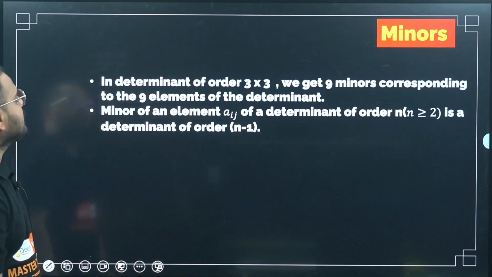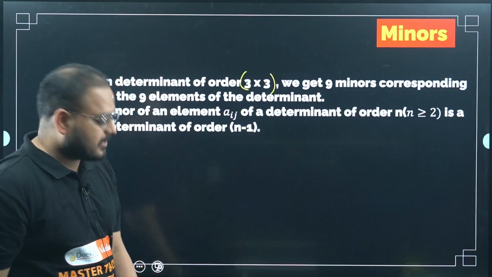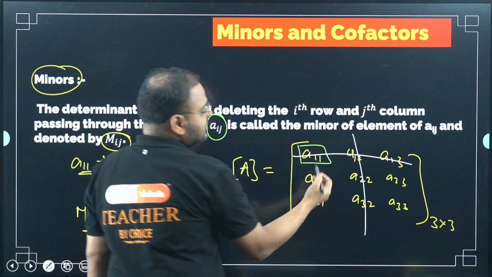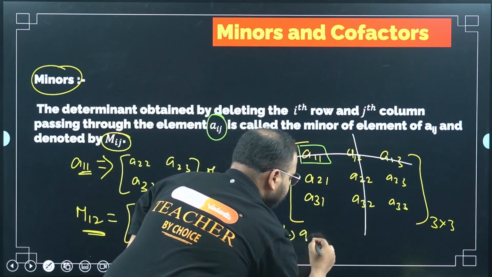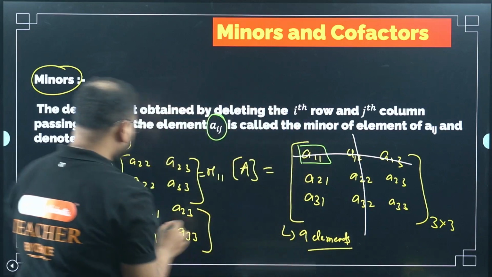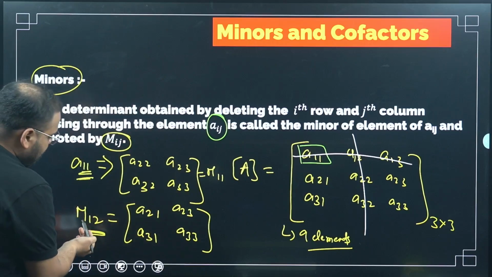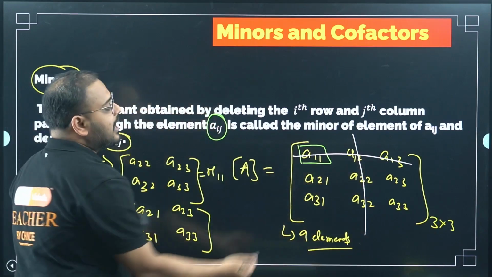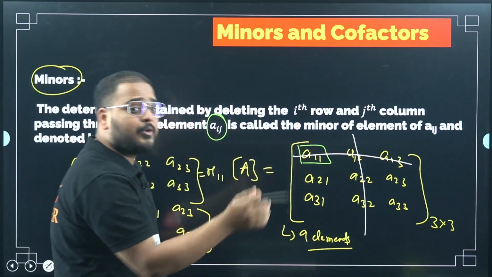Let's see. In a determinant, if the order is 3 cross 3, how many elements are there? Check here, please. 1, 2, 3. Total 9 elements. Then I am writing these minors across each element. A11, A12. This is across A12. Same way I can write across A13, I can write across A21 also. And remember, the minor across each element will be unique, right?